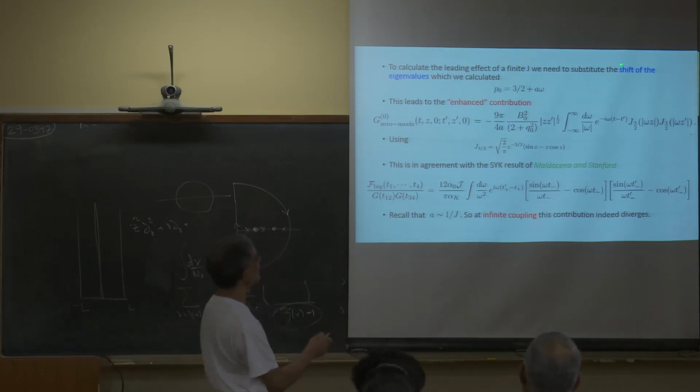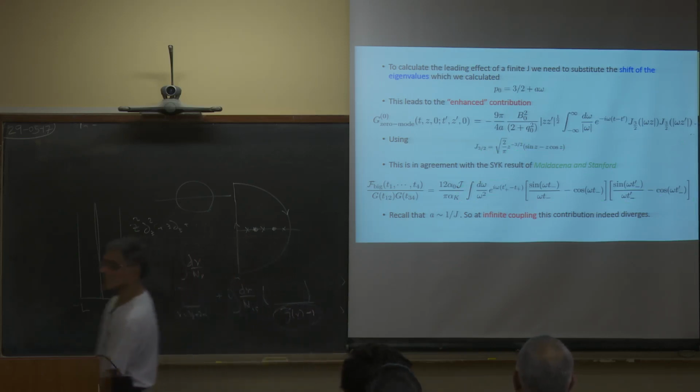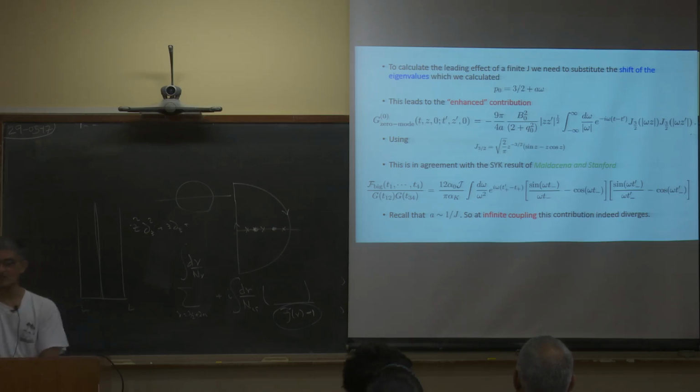And again, if you look at that answer, it appears actually as a product of these Bessel functions, and then you recognize that J3 is this combination. So, it exactly becomes that formula which I showed for Maldacena and Stanford. Okay. So, it looks like there is some consistent story here.